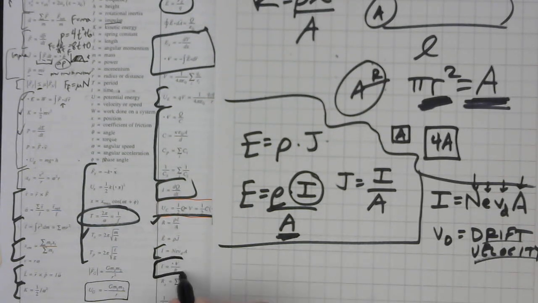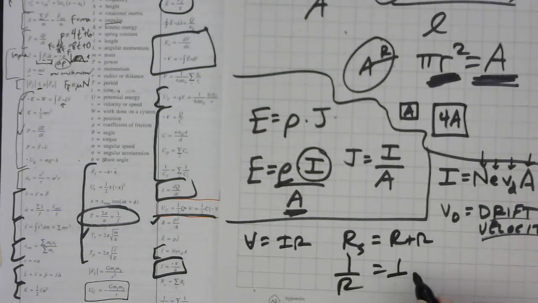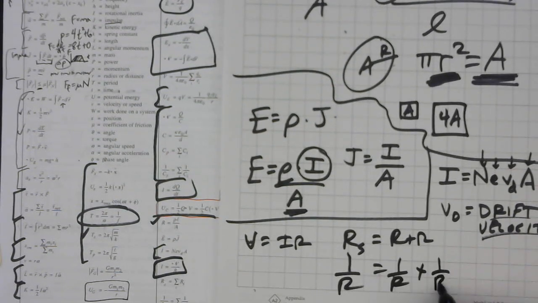The next one down here is V equals IR. You've seen it. It's your friend. The next one is resistances in series: I just add up the resistors. For resistances in parallel, I do 1 over plus 1 over plus 1 over.